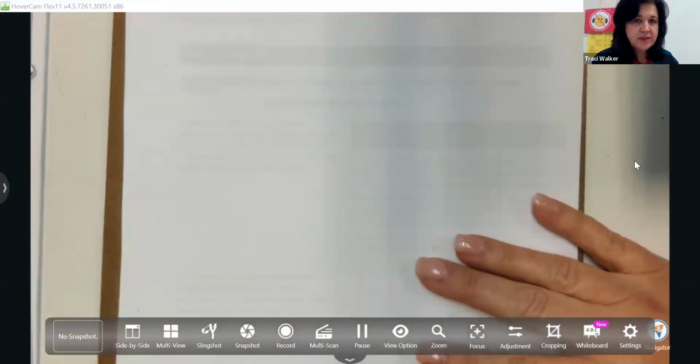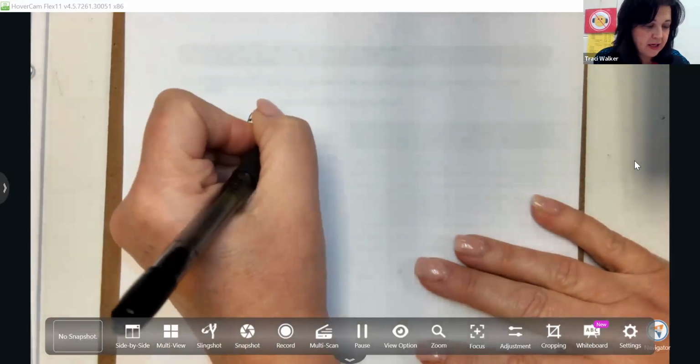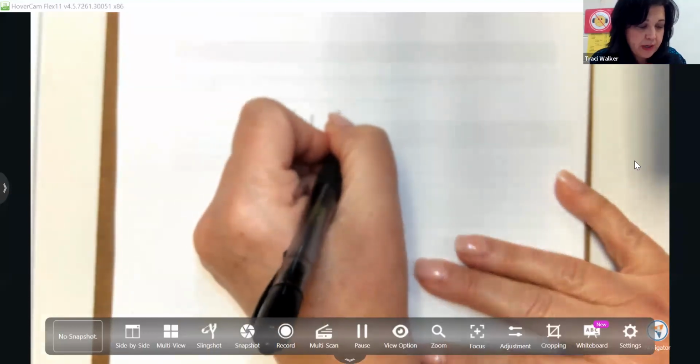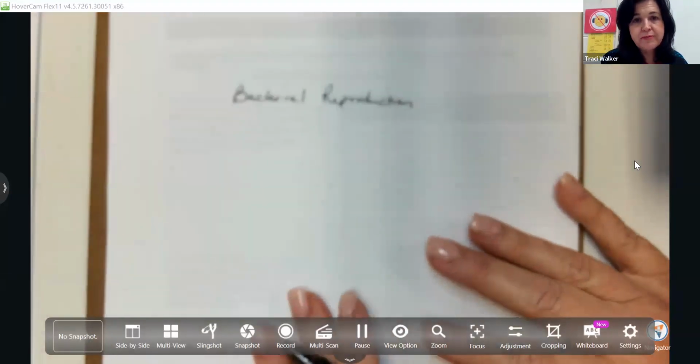So first, let me share my screen. We're going to do a little bit of math today. Hold on. Here we go. So a little bit of math today. One of the first concepts I want us to look at, in this we're going to make a mathematical model that will help us understand bacterial reproduction and what happens to bacterial reproduction in the presence of antibiotics as well.